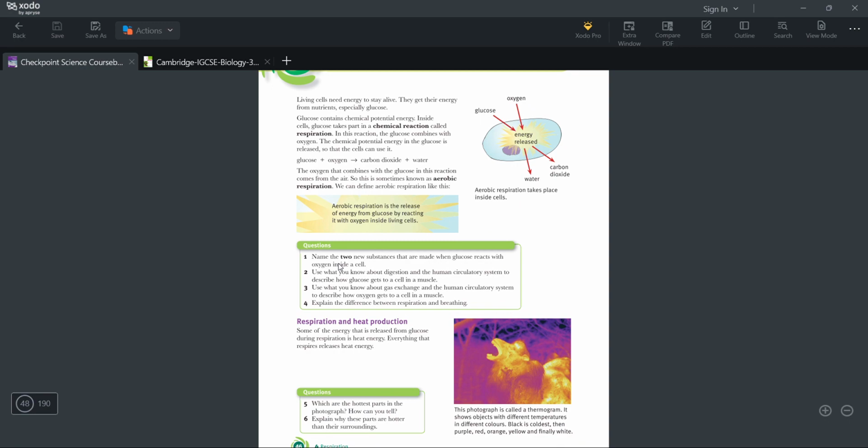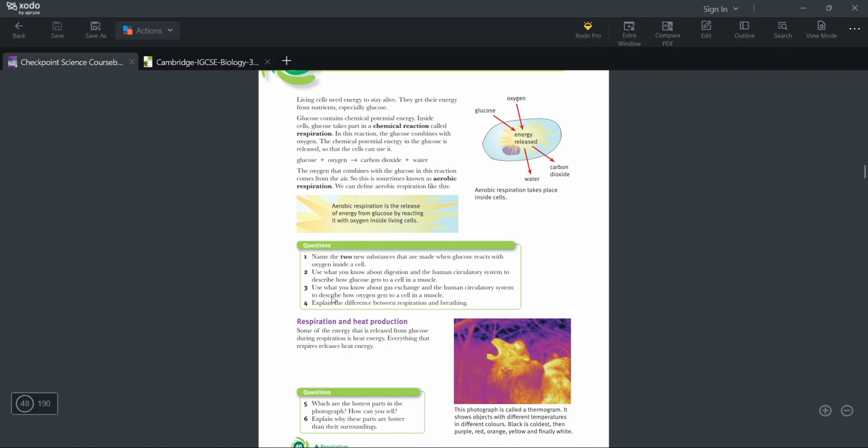Use what you know about digestion and the human circulatory system to describe how glucose gets to the cells in your muscle. So I was looking for you to understand that the glucose starts by being absorbed by your small intestines, then it goes into your blood system. It can be stored in your liver, but most of the time it just goes straight from your small intestine into the cells where it's needed all around your body through your circulatory system. It's not stored in your red blood cells or your white blood cells. It's just carried around in your blood plasma. Okay, so just keep that in mind.